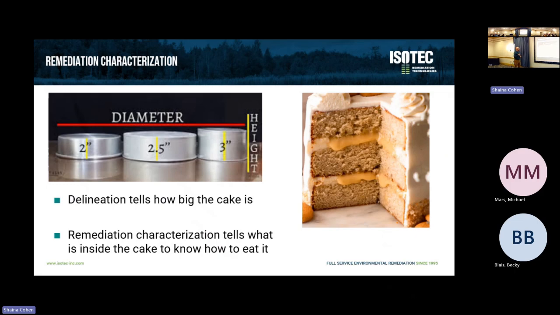Right? If it's an ice cream cake versus a layered cake, do you want a spoon? Do you want a fork? Do you need a knife? We've got to figure out what tools we need based on what's inside and what that cake looks like from the inside.